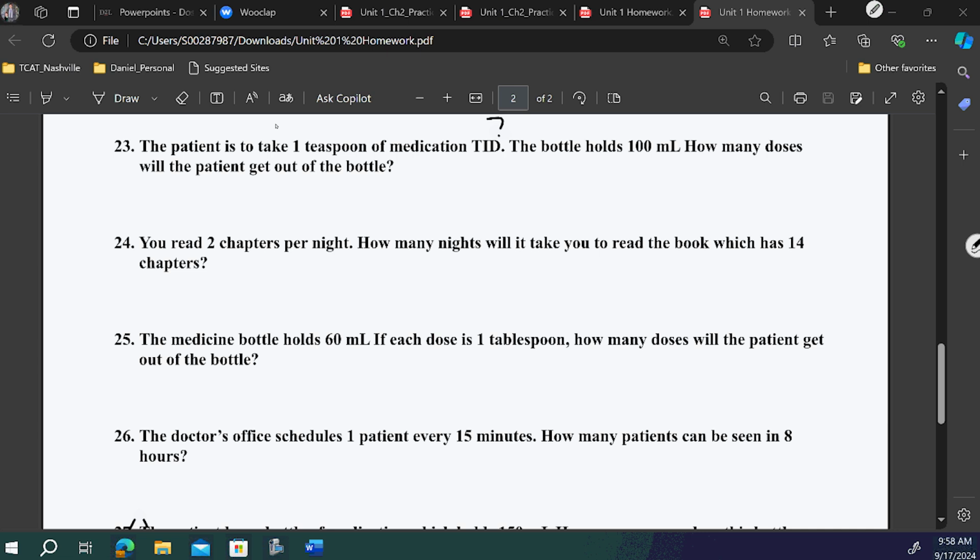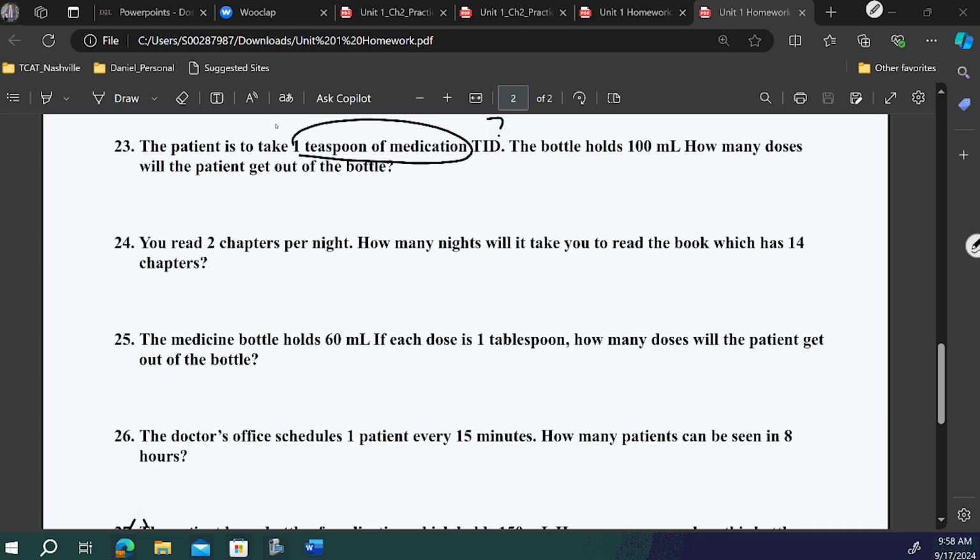Now this is a challenging one, but you can figure it out using ratio proportion. So think about this for a second. Looking at this, what do you know? And this is something that you would know from memorizing some of these conversions. What do you know? 1 teaspoon equals 5 milliliters. Correct. 1 teaspoon is equal to 5 milliliters. And you could figure that out if you didn't have it memorized by referencing that document. So we know this. The patient takes 1 teaspoon of medication, TID.